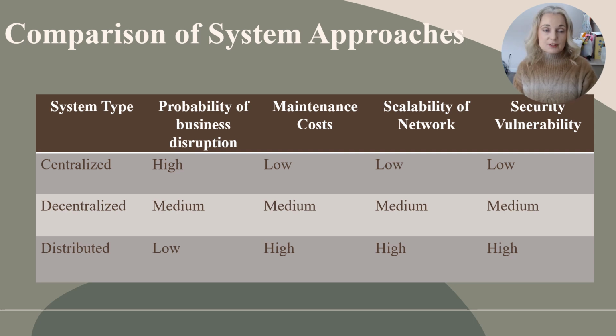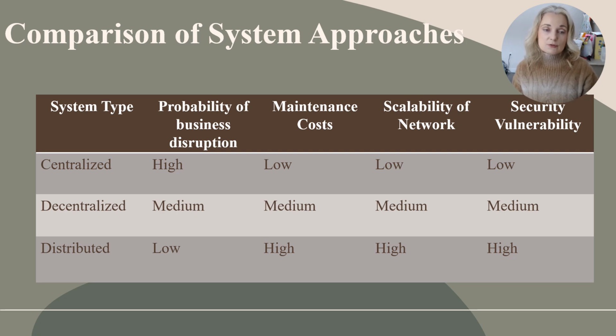Here's a nice table just summarizing all the options. When it comes to the systems, we have the centralized, decentralized, and distributed. And here are some criteria that you can look at them based on: probability of business disruption, maintenance costs, scalability of network, and security vulnerability. When it comes to centralized system, because everything's operating on one server, the probability of business disruption is high. With a decentralized, it's medium, because although one location goes down, the other locations continue working as status quo.